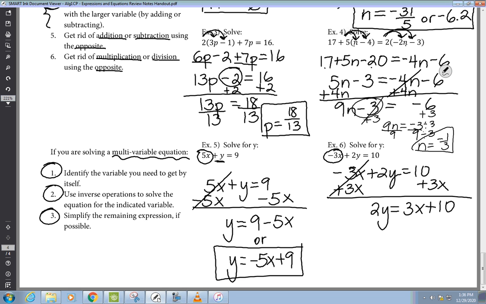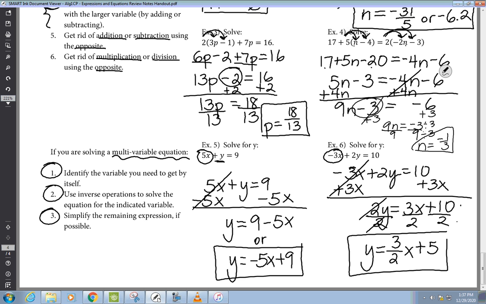So, just as I mentioned, there's a 2 sitting in front. So with that 2, we're going to have to divide it. So we divide the left-hand side by 2, and we divide everything on the right-hand side by 2. So the 2's drop out, and you're left with y equals 3 over 2, leave it as 3 over 2, x, 10 divided by 2 is 5. 3 over 2x plus 5.